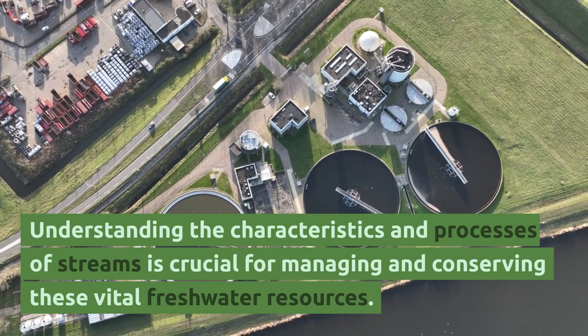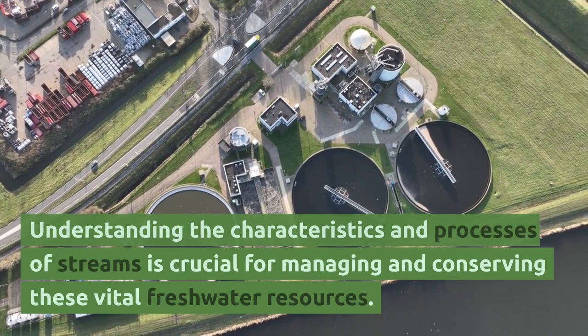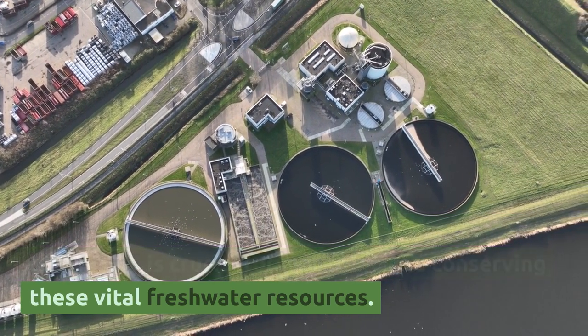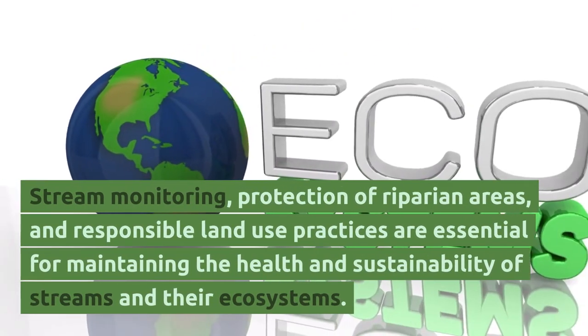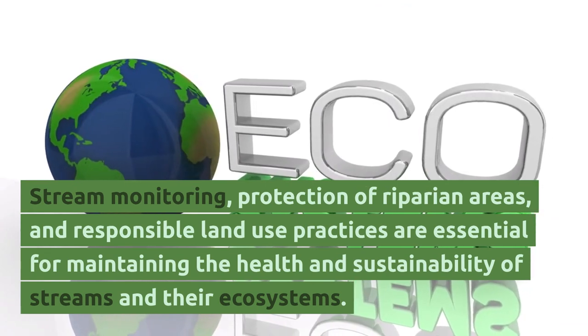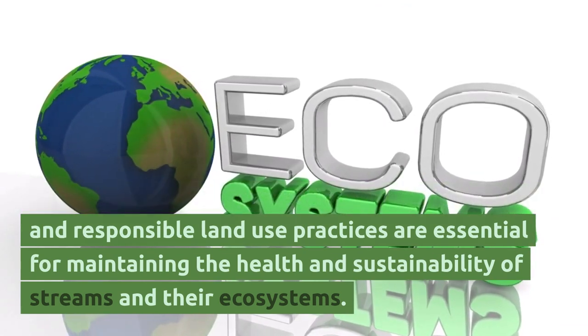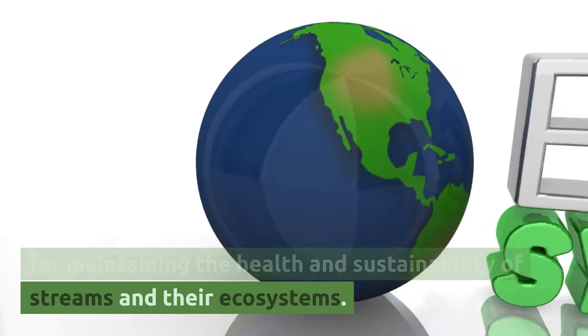Understanding the characteristics and processes of streams is crucial for managing and conserving these vital freshwater resources. Stream monitoring, protection of riparian areas, and responsible land use practices are essential for maintaining the health and sustainability of streams and their ecosystems.